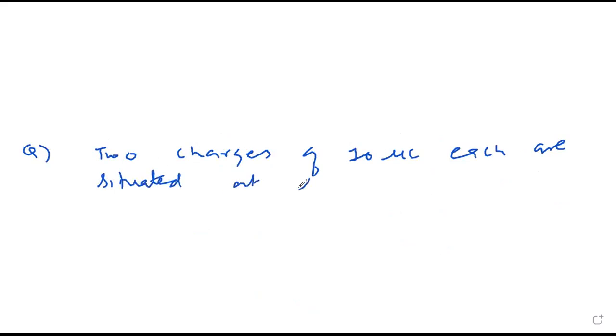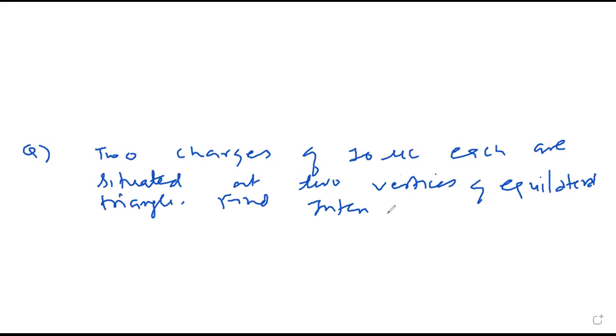One more question. Two charges of 10 microcoulomb each are situated at two vertices of an equilateral triangle of side 10 centimeter. Find the intensity at the third vertex.